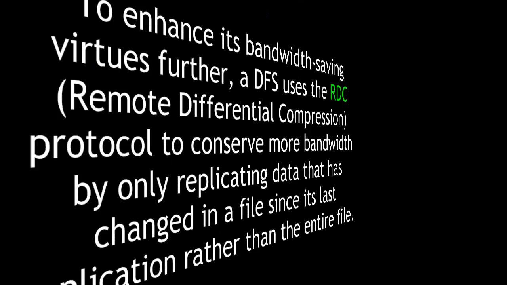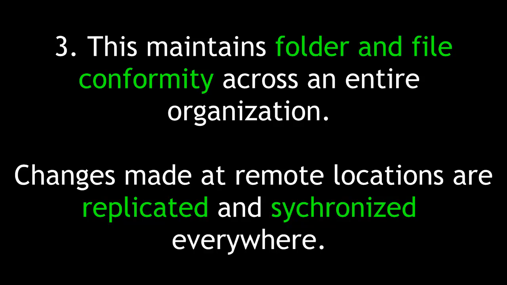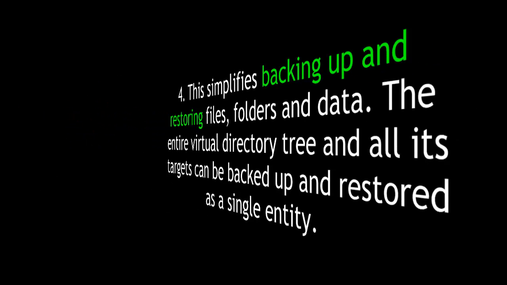To enhance its bandwidth-saving virtues further, a DFS uses the RDC, a remote differential compression protocol, to conserve more bandwidth by only replicating data that has changed in a file since its last replication rather than the entire file. 3. This maintains folder and file conformity across an entire organization. Changes made at remote locations are replicated and synchronized everywhere. 4. This simplifies backing up and restoring files, folders, and data. The entire virtual directory tree and all its targets can be backed up and restored as a single entity.